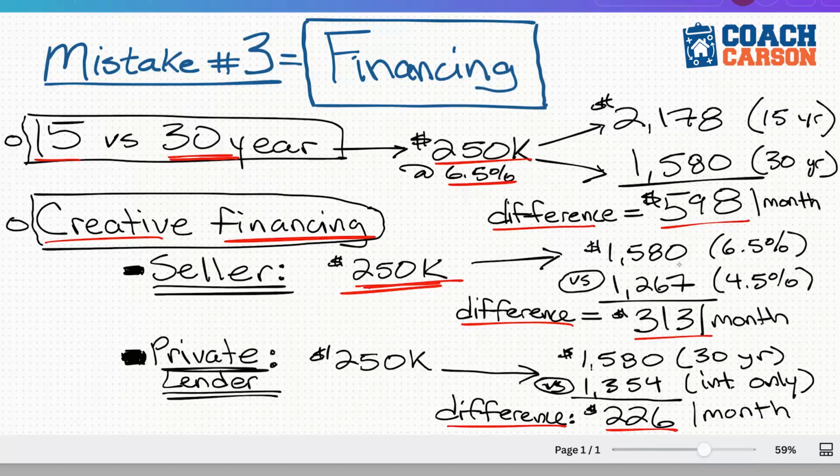So let's say that was the case. At a $250,000 financing with a bank or the traditional mortgage at 6.5%, that payment would be $1,580. But at 4.5%, that would be $1,267. So you could save about $313 per month by negotiating the interest rate down.